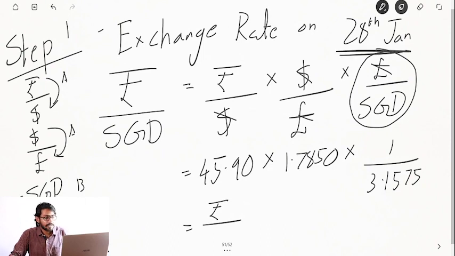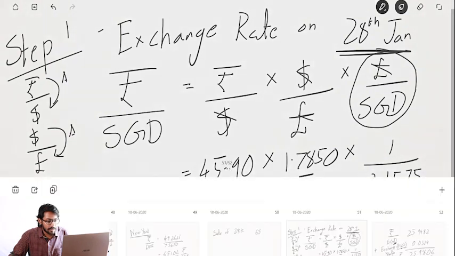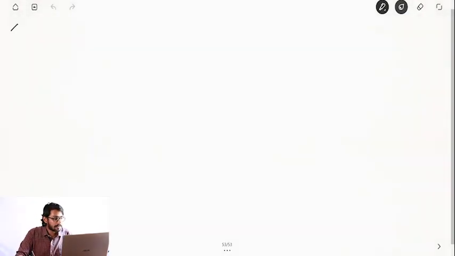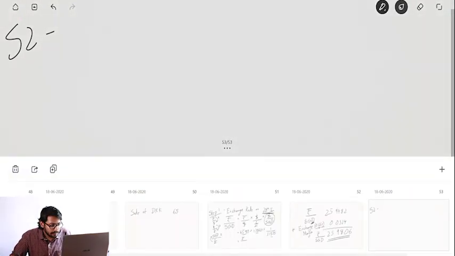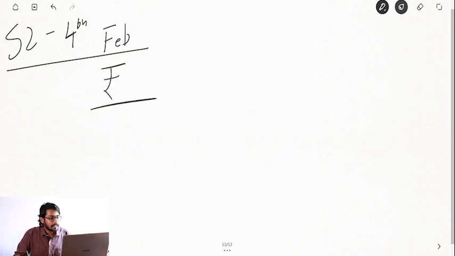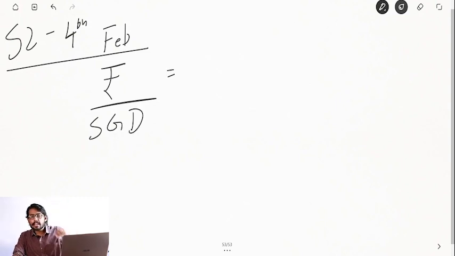What did you do? You took ask and bid. Now on this rate, you can easily find out what happens on 4th February. Okay, so you can write down step 2, amount received. What is the heading we wrote over here? Exchange, that is the exchange rate on 20th January. Now here you can write exchange rate on 4th February, rupee by Singapore dollar. Over there it was ask and bid. Here also it will be ask and bid.